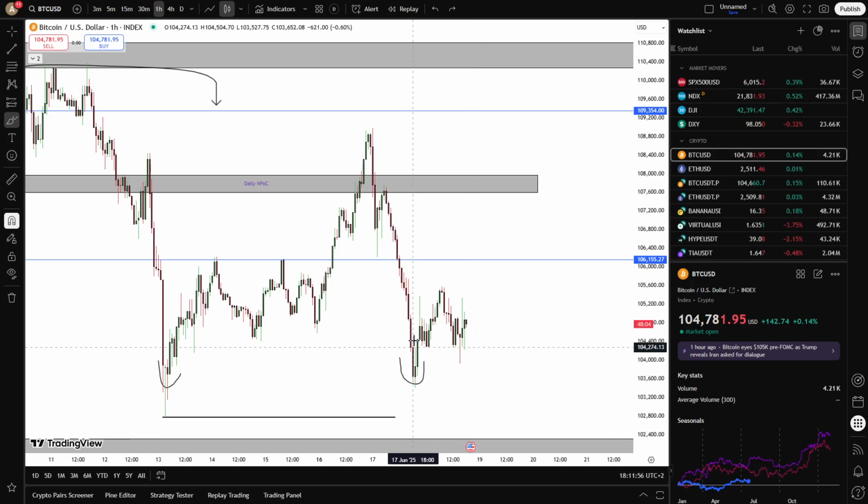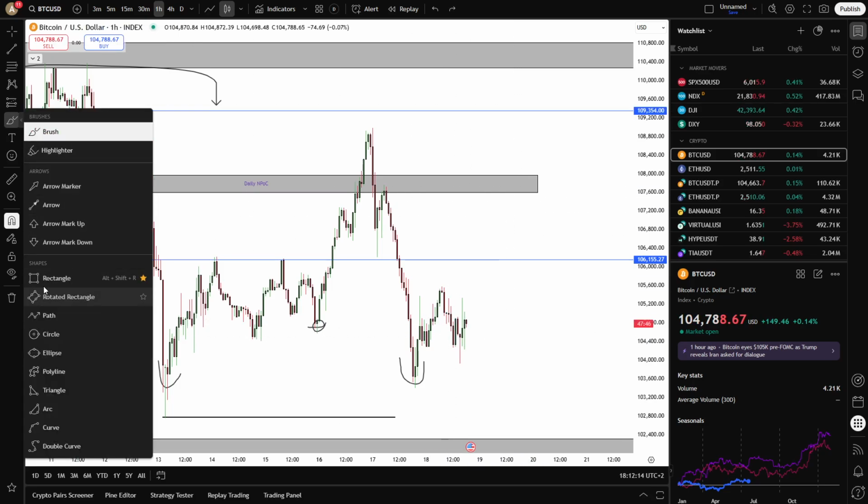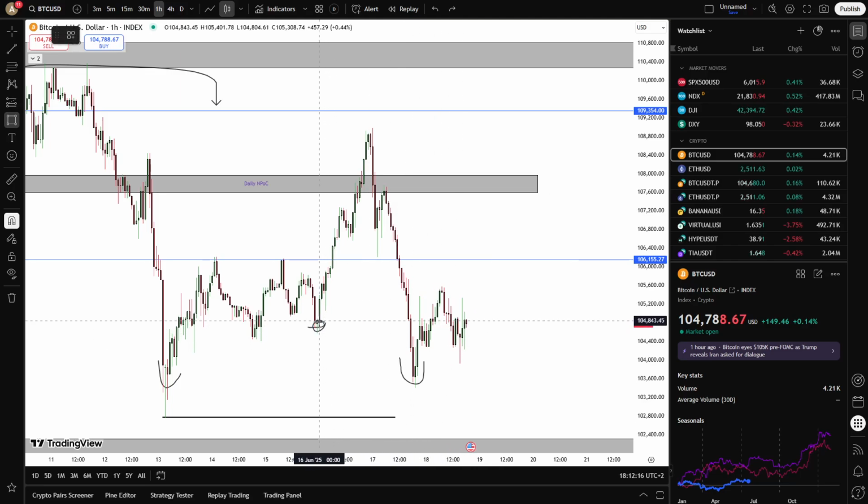So what do we see on those lower time frames? We are watching at this point, which also gave that little fake out, and here it started to give some resistance support again. So this little box, I will put right there.